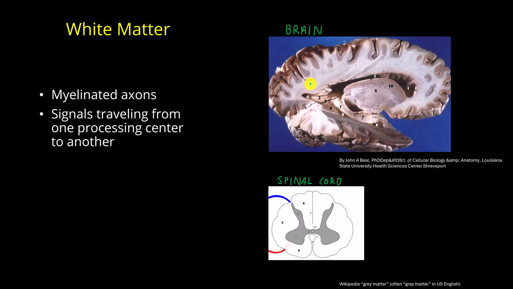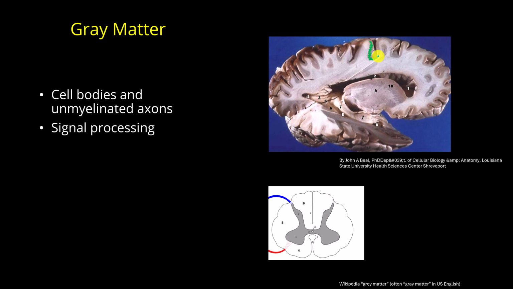Myelin is white, and white matter in the central nervous system is made up of myelinated axons. When we see white matter, we know this is an area of signal transmission. Gray matter is made up of cell bodies and unmyelinated axons. Gray matter denotes areas of signal processing because this is where different cells are talking to each other.